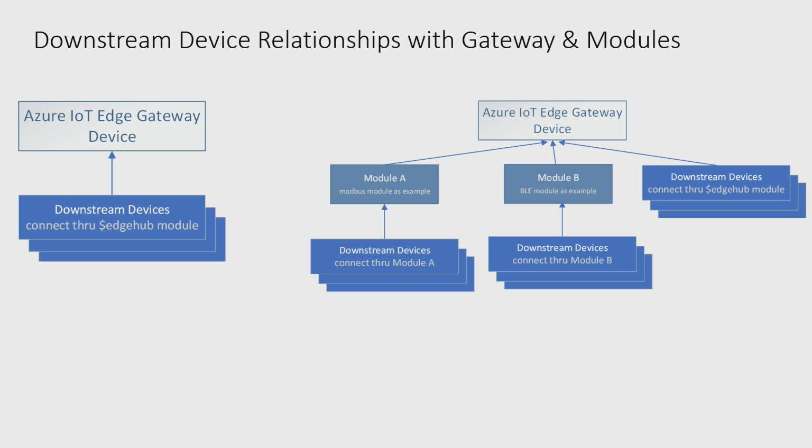And then we have another paradigm where you can take your modules and let, like, a Modbus module discover downstream devices, and both the downstream devices and the gateway show up in Central. In this diagram I'm showing two different modules: a Modbus module discovering its own downstream devices, a BLE module discovering its own downstream devices, and then there are downstream devices which are Wi-Fi enabled but are connecting through the gateway for offline scenarios.